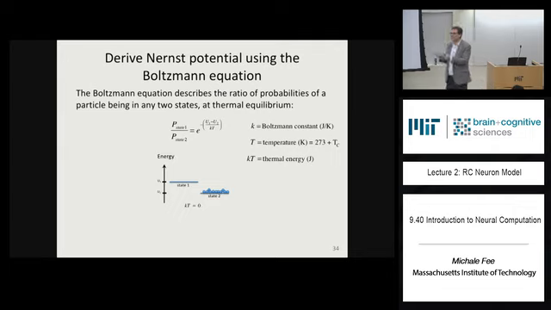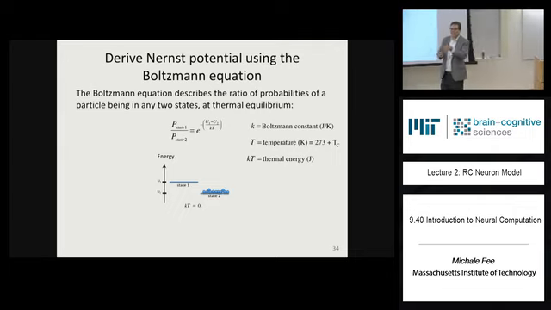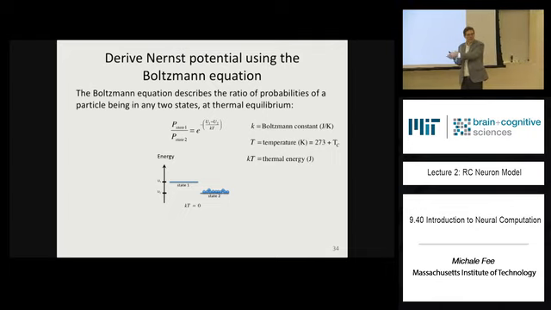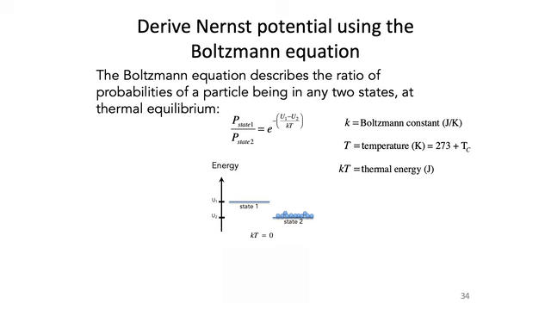And one of those states is going to correspond to a particle being on the left side of the beaker or inside of our cell, and that particle being outside of our cell or on the other side of the beaker. And those two, left side and right side, have different energies. Okay? So our system has two states, a high energy state and a low energy state. Boltzmann equation just says the probability of being in state 1 divided by the probability of being in state 2 is just e to the minus energy difference divided by kT.